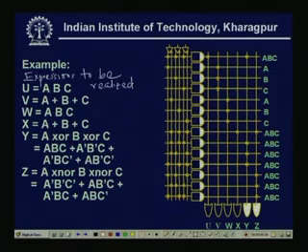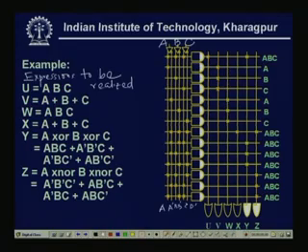Now, for the first expression, we see that there are only 3 inputs: A, B, C. So, in the AND plane there will be 6 columns: A, A complement, B, B complement, C, C complement. These 6 columns are there in the AND plane.